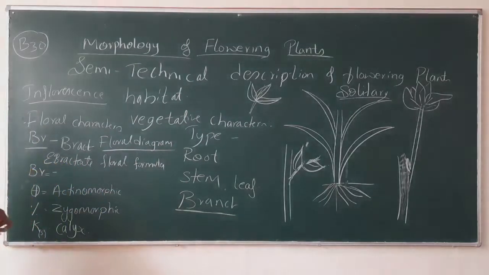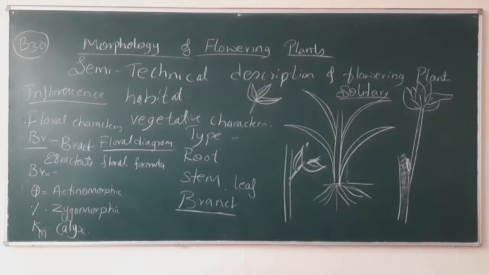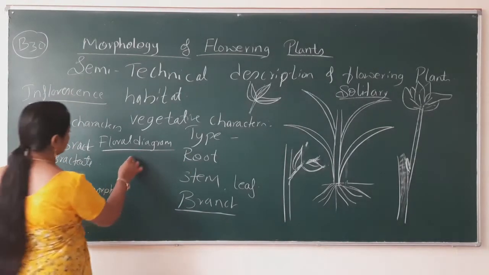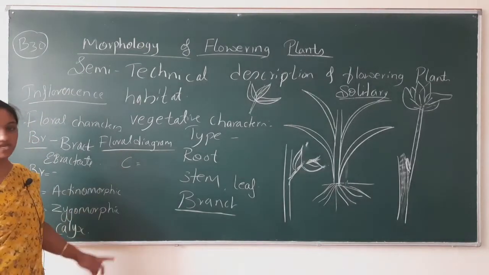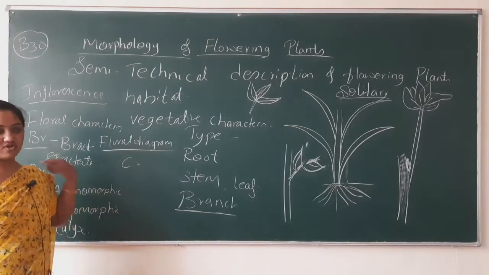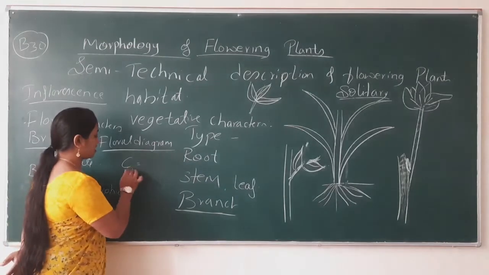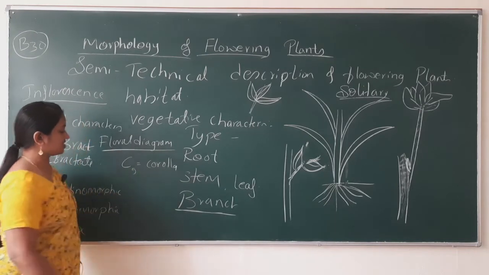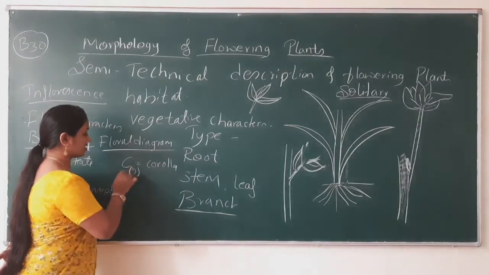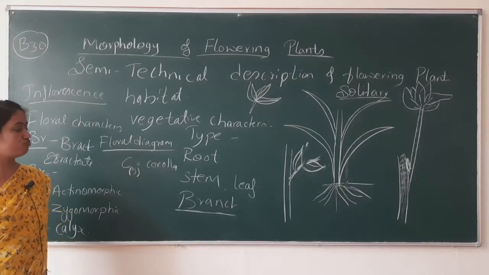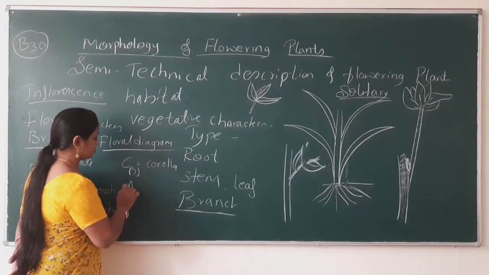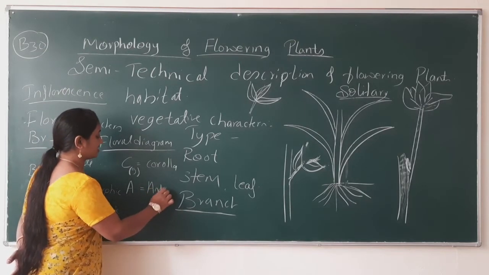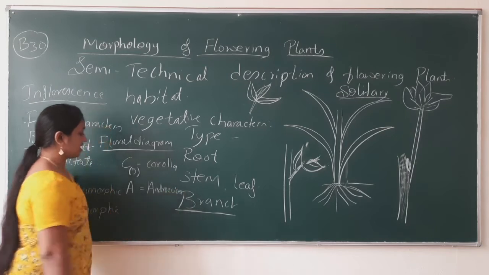Okay. Now, one more is there. After the calyx, we have corolla. Corolla symbol is C. The same thing. If it is 5 in number, 4 in number, 3 in number, you have to write the number towards this sign. And if you are putting bracket, it means it is fused. Okay. Now coming to the androecium. If I write A, it means androecium.